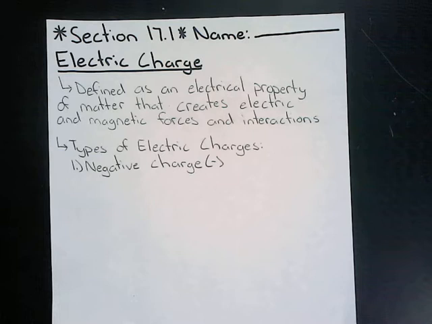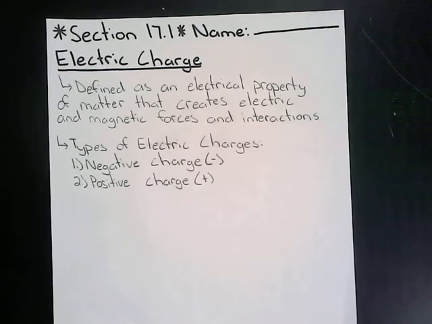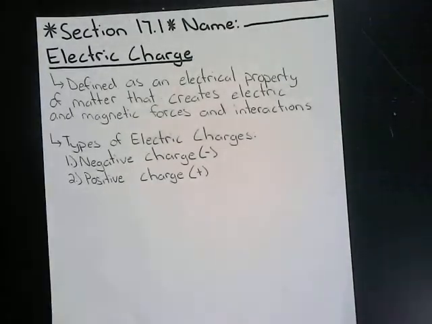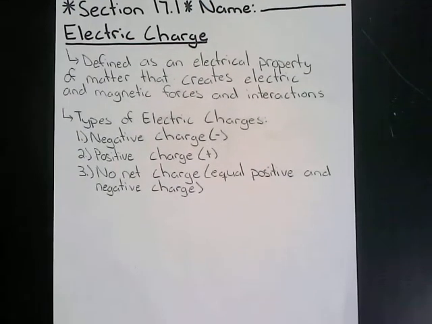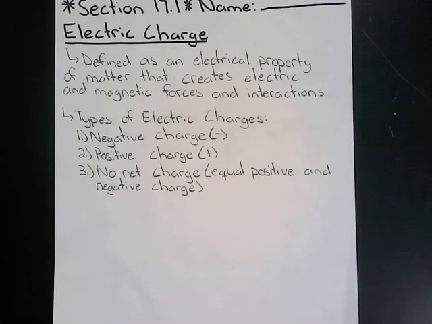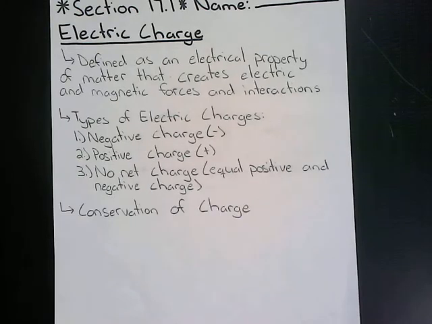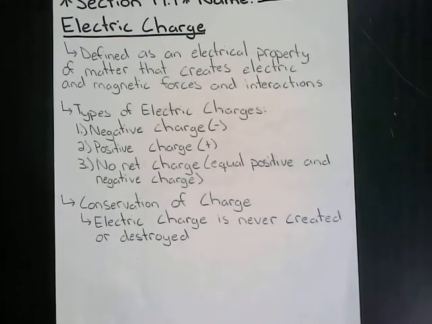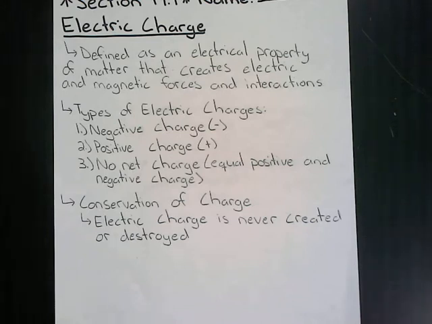Now, another type of electric charge is one with a positive charge. And then our third type of charge is an object with no net charge. That is, there is an equal positive and negative charge in that particular object. What we also have to be aware of with electric charge is the conservation of charge. What that states is that electric charge is never created or destroyed.